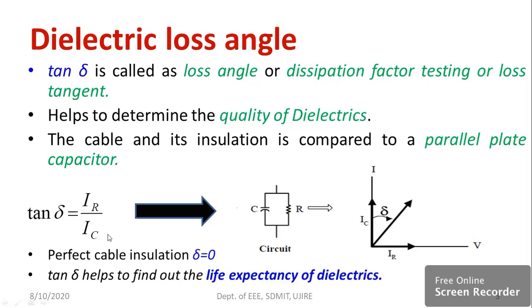I would like to conclude the session. Today I have discussed what we mean by dielectric loss and how to calculate dielectric loss. Usually by using tan delta, that is the dielectric loss angle, we can measure dielectric loss. With the help of an equivalent circuit of a parallel plate capacitor, I could explain how to calculate tan delta. Finally, we conclude that tan delta helps to find out the life expectancy of a given dielectric material.